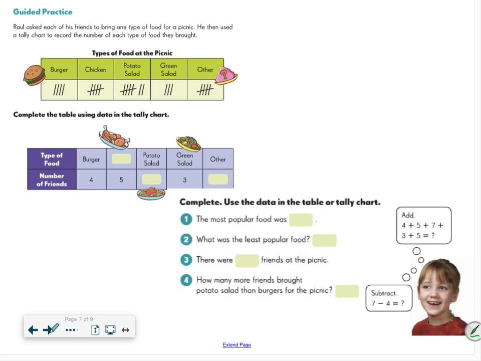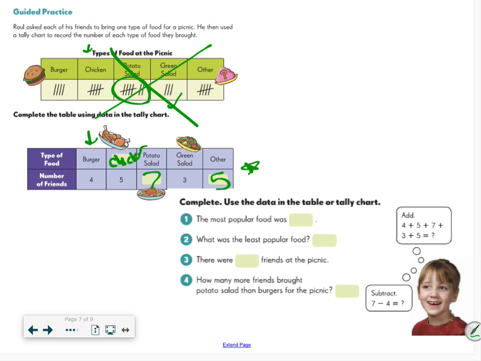So based off of this, you see burgers, there's 4. Chicken, there's 5. Oh, so this is 5, and you have to figure out the heading, the type of food. This would be chicken. Potato salad, let's count, 7. Green salad is 3, and other is 5. Now we've gotten rid of the 3rd grade tally chart, and we have a nice chart for 4th graders.